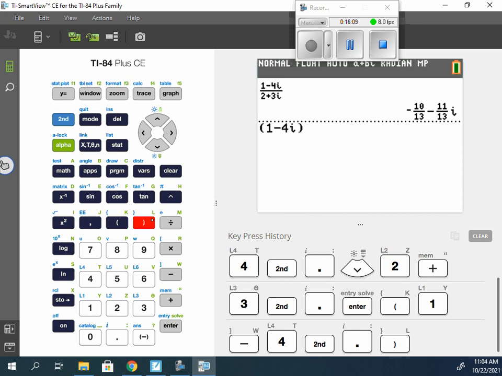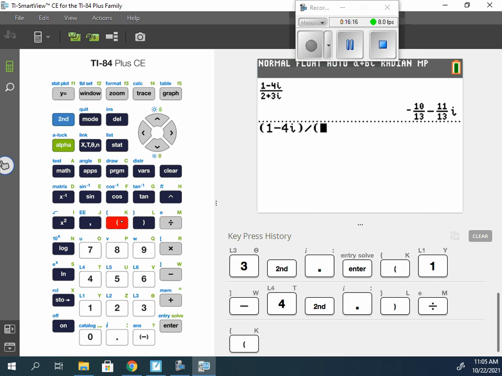What are we doing here? We are dividing, yes? What are we dividing this by? 2 plus 3 second i.